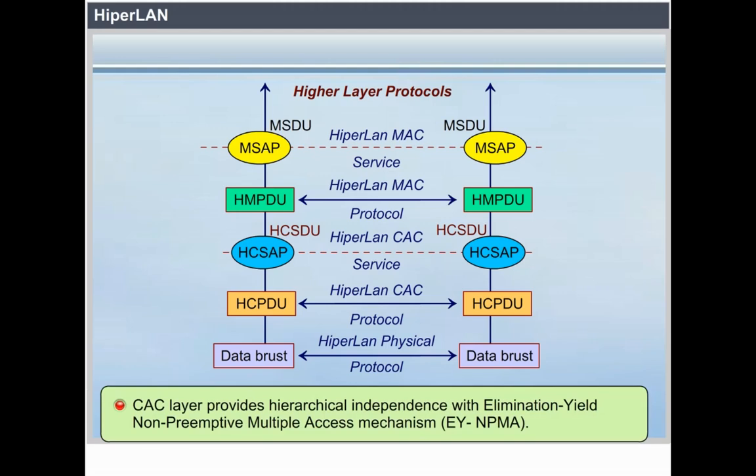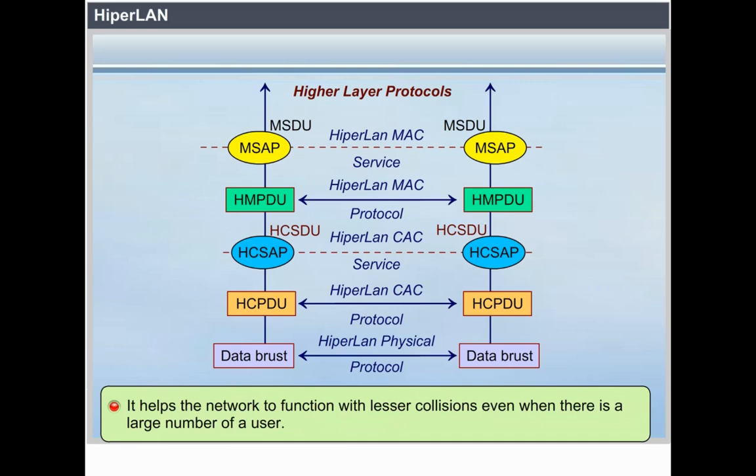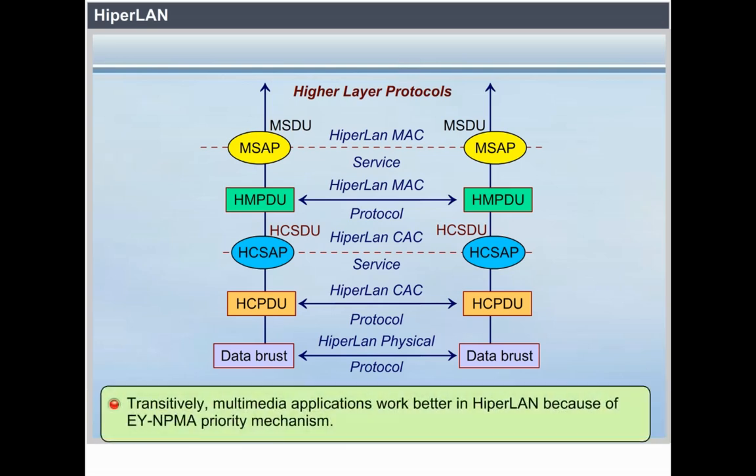The CAC layer provides hierarchical independence with the elimination yield non-preemptive multiple access mechanism, EY-NPMA. EY-NPMA codes priority choices and other functions into one variable length radio pulse preceding the packet data and helps the network to function with fewer collisions even when there are a large number of users. Consequently, multimedia applications work better in HyperLAN because of the EY-NPMA priority mechanism.